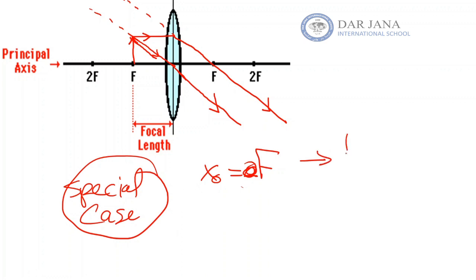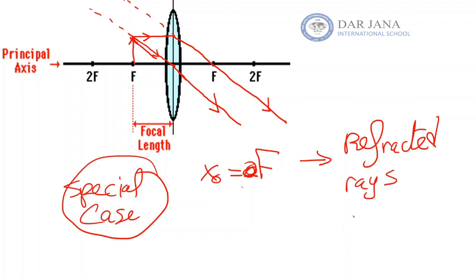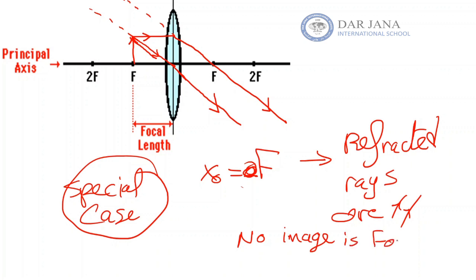So if the object is at F, the refracted rays are parallel. No image is formed, or you can say that the image is at infinity, since the refracted rays are parallel, so no image is formed.